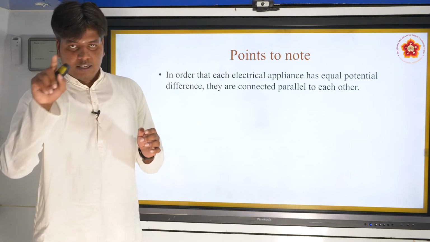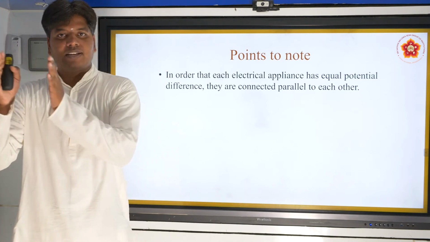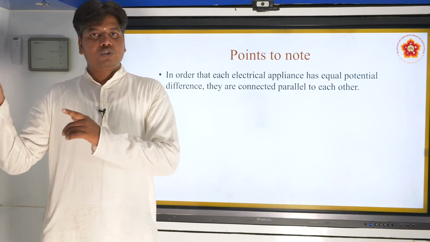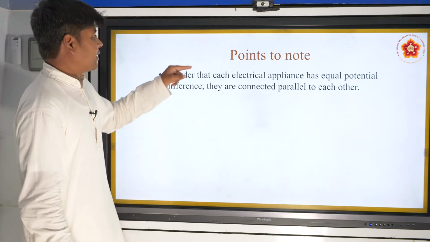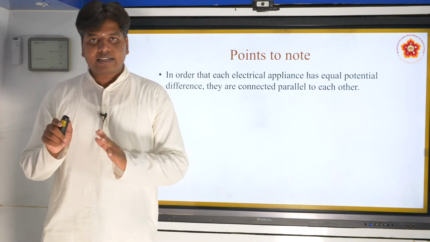Every appliance will have equal potential difference. If you are connecting in series, what happens? The potential difference drops gradually as we go to the other end of the neutral wire. So to ensure that every appliance has the proper potential difference, they are connected in parallel.